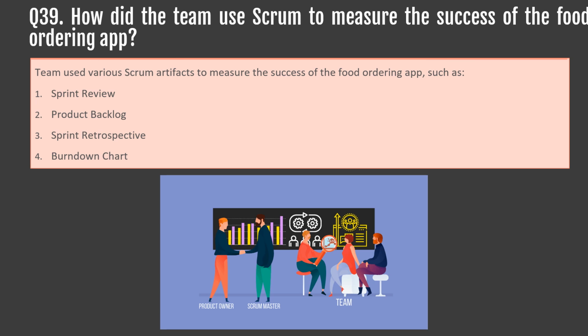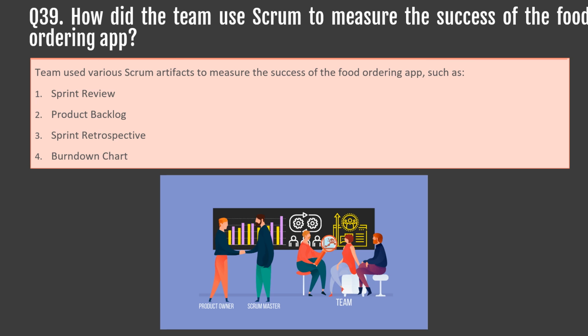Sprint retrospective. The team held a sprint retrospective at the end of each sprint to reflect on the team's performance and identify areas for improvement. This helped the team to continually enhance the app's quality and make necessary changes to increase customer satisfaction.